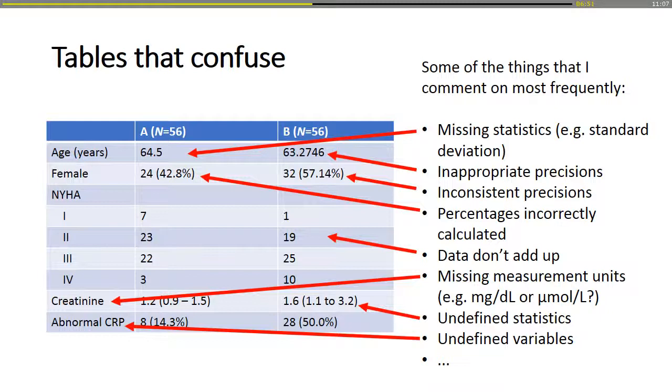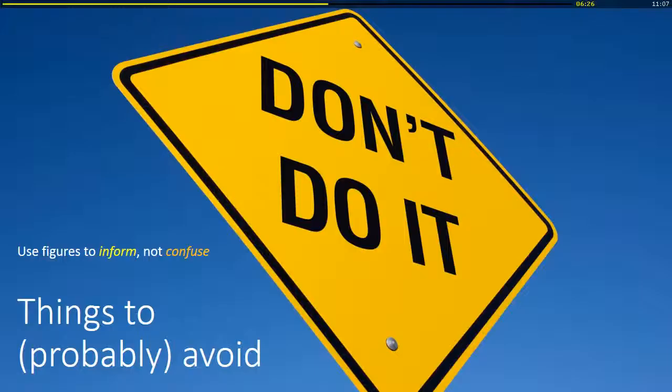A very common error is that the percentages have been done by a calculator and they've been erroneously calculated. We've got undefined variables such as abnormal CRP. What does abnormal mean? We're missing units. So age has got years, but creatinine, I don't know what that's measured in. All values don't add up. So we do go through the tables in a lot of detail, or at least I do, and these are some of the points I would highlight from that.